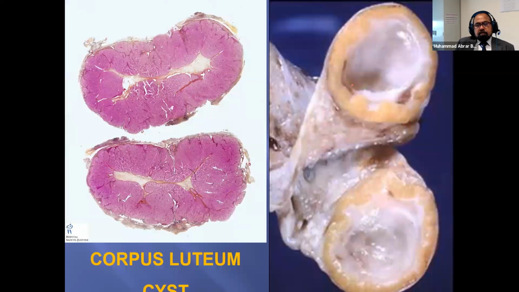Now, if you go to the other one, this is a gross picture, and you see this yellowish lining with the naked eye. So this is actually a luteinized cyst, and this is a cystic area. It's lined by this yellowish material, which is luteinized granulosa cells. And this is a microscopic picture, a low power, but you can see small nuclei and abundant eosinophilic cytoplasm. So this is all luteinized granulosa cells, or corpus luteal cyst.